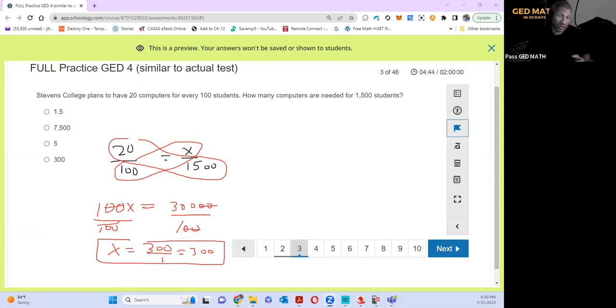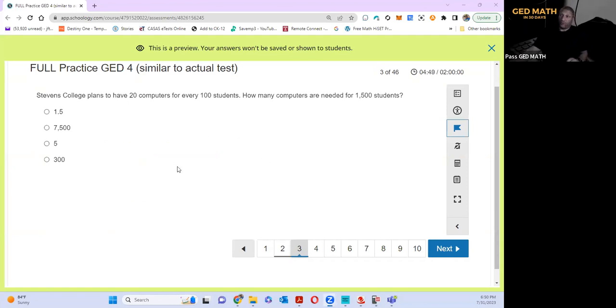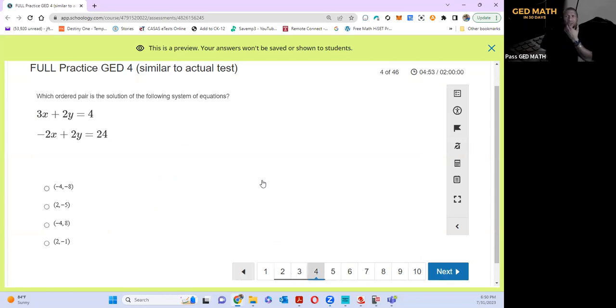Okay. Proportions will probably be 2 to 3, maybe even 4 questions. So you've got to be ready to solve a proportion. All right, let's do the next one. How about this one? I need to go over this one.